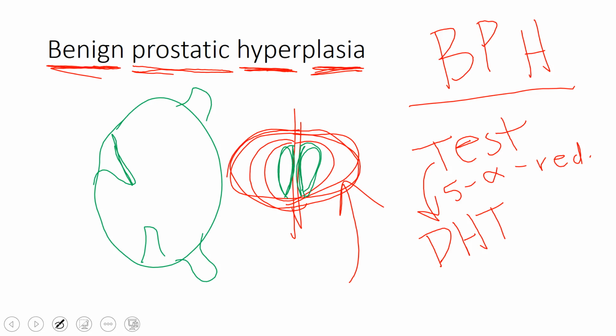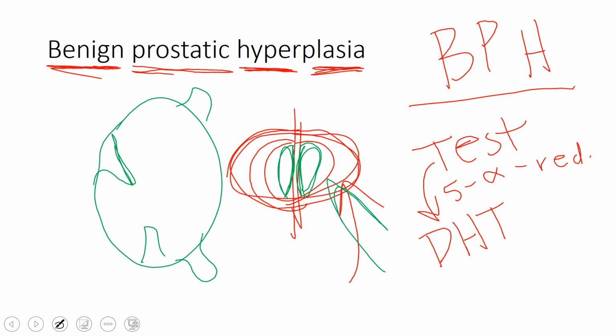Now, how are you going to check this? Well, something comes out of the prostate called prostate-specific antigen, and sometimes that can be elevated in these people. But that gets elevated if you poke the prostate. If you do a digital rectal exam, that's going to elevate it, and sometimes other things can elevate it.